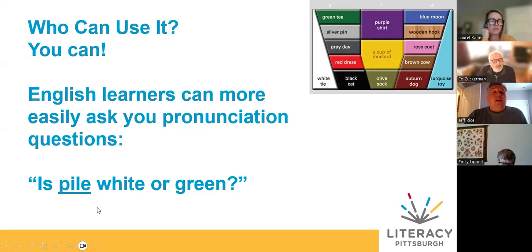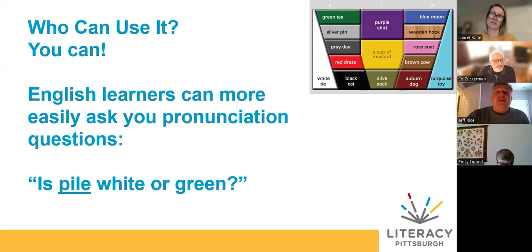So for example, pile. If you have students whose first language is Spanish or French, often this I sound, when they see I, they tend to pronounce more like E, right? So is pile white or green? White tie, pile. Green tea, peel. We were reading something the other day, and my student was saying, "Oh, she drops off a peel of clothes at the dry cleaner." Pile.